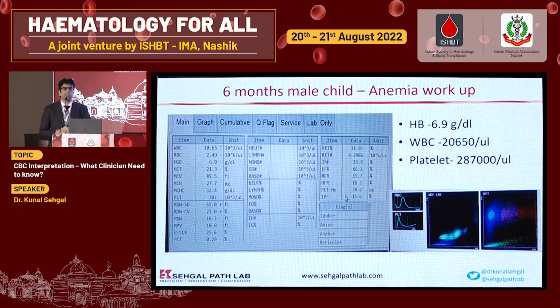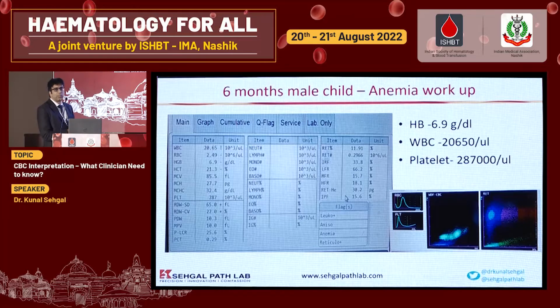We move to the next patient. Now this is a 6-month-old male child, came for anemia workup. Again, referred to a hematologist, was sent to us. We'll slowly go through the CBC. Again, the machine print is useful, especially in hematology, for both the clinicians and the lab. If they have access to the machine print, it gives more information.